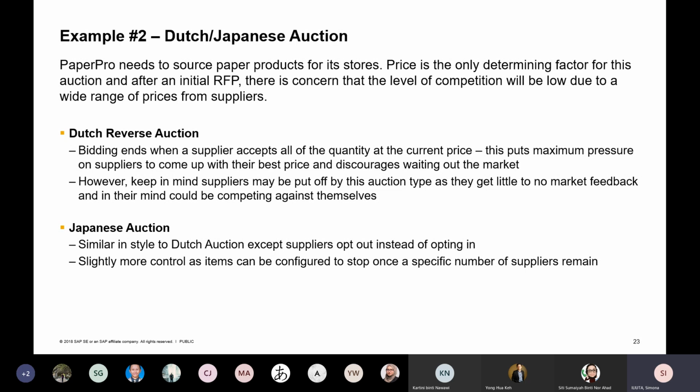For the Japanese auction that you can use, it's similar in style to the Dutch auction, except that suppliers accept price thresholds. So if I no longer accept the price threshold, I no longer place my acceptance. So suppliers opt out instead of opting in. I have slightly more control, as items can be configured to stop once a specific number of suppliers remain or when a price has been reached, so that particular line item can be closed.